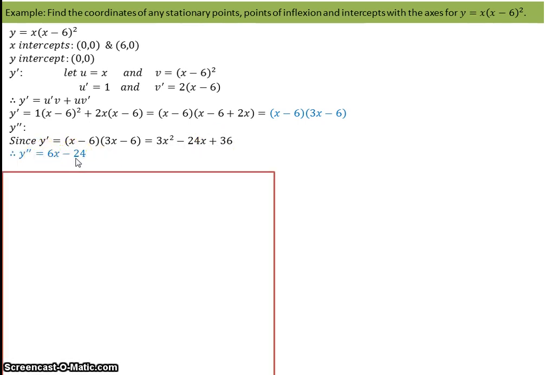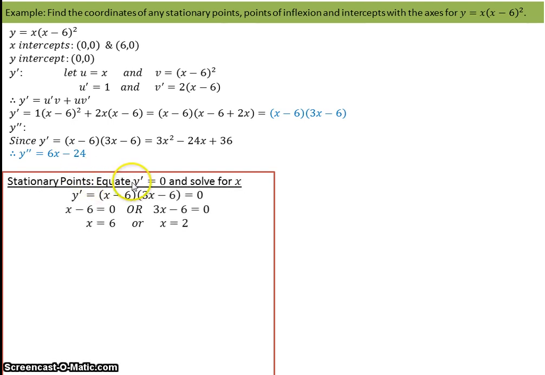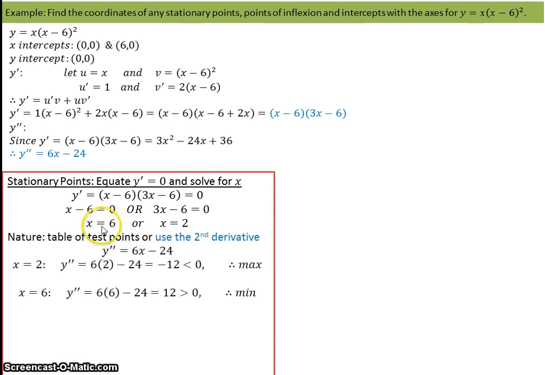Now to find the stationary points, I need to use the first derivative and equate it to 0 and solve for x. The solutions of y dash is equal to 0 will give me the positions where I could possibly have a minima or a maxima. I got two solutions over here, x is equal to 6 or x is equal to 2. Now to check the nature of the 2 points, I can either use a table of test points or use the second derivative. I'm using the second derivative over here.